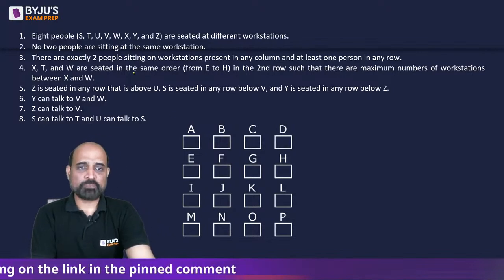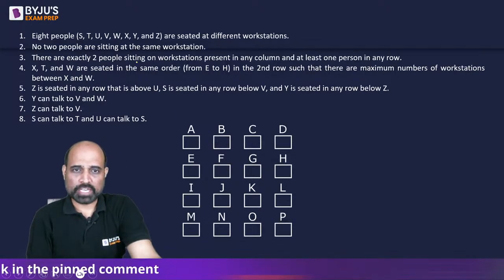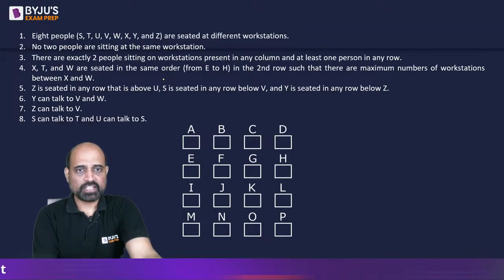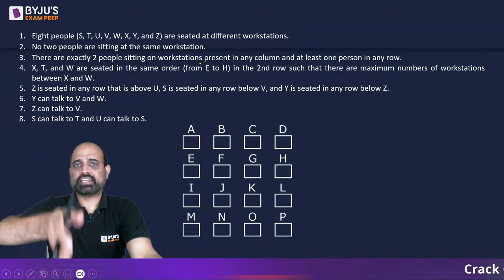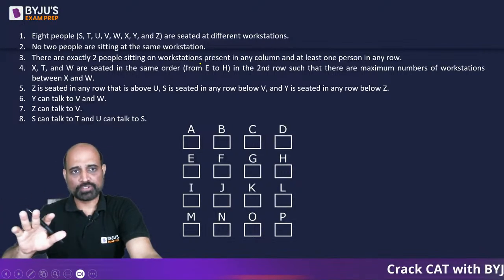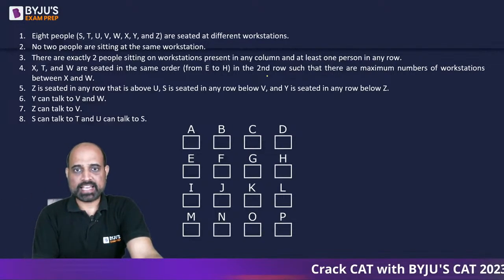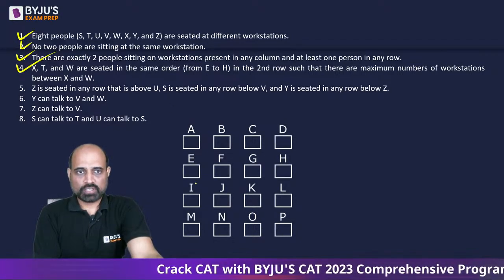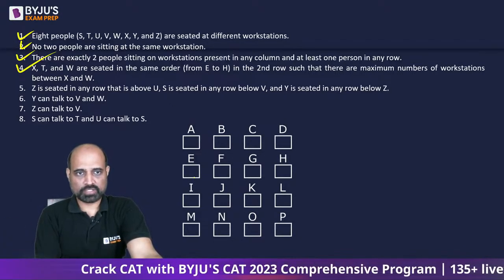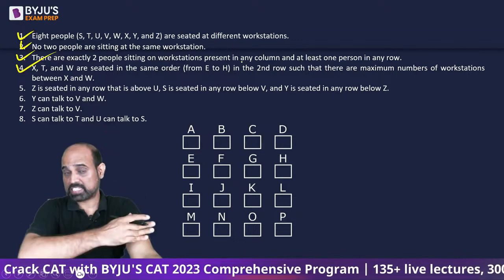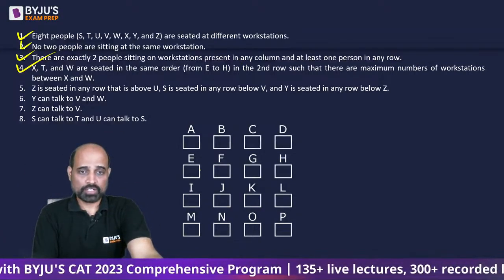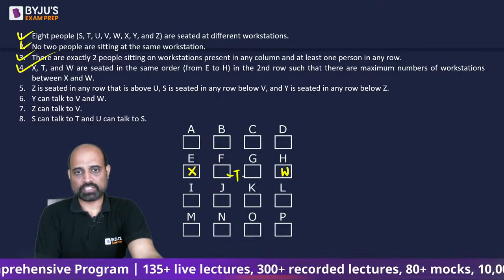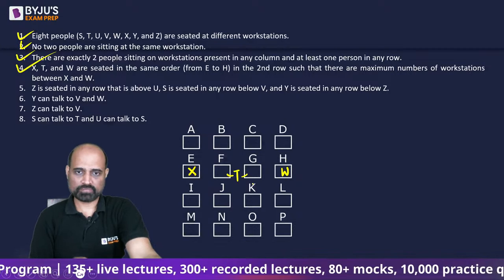Okay, so 8 people S, T, U, V, W, X, Y, Z are seated at different workstations. No 2 people are seated there. There are exactly 2 people sitting in every column and at least 1 person in every row. In second row we have, so first, second, third understood, fourth. X and W are farthest and in the same order. मतलब X left में है, W on the right. So we will put X here, we will put W here, and T will go at these 2 places. ठीक है? कौन सा? Don't know.